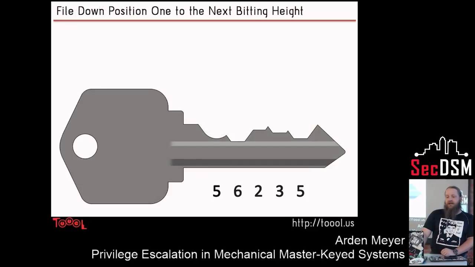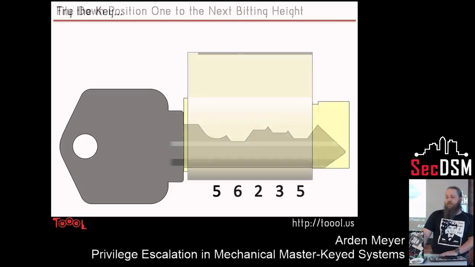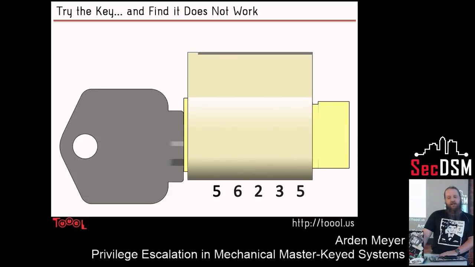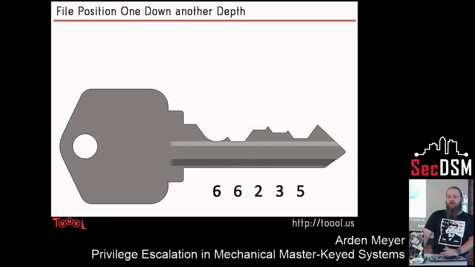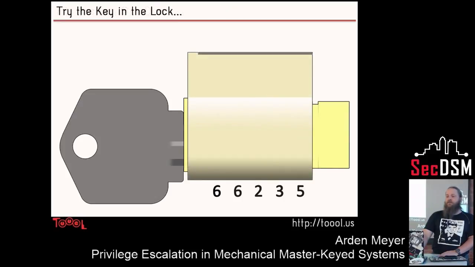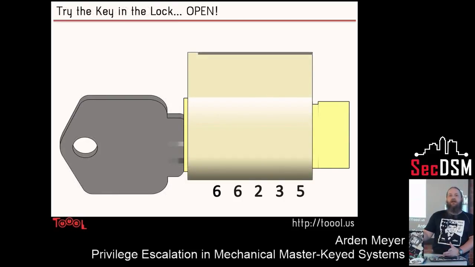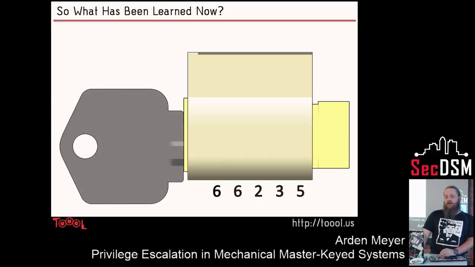We'll file down to the next bitting depth, down to 5, and we'll try this. Doesn't work. We'll remove the key, file down one more time. We'll try the key. It opens. Now what have we learned? We're at bitting depth 6, but the original key had a depth of 3, so now we know that there's a 3 bitting master key in here.